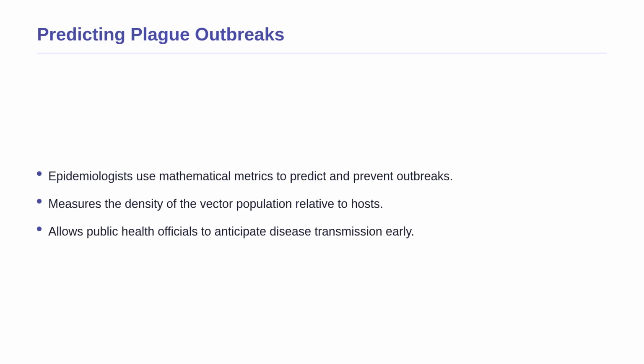By measuring the density of the vector population, which are our fleas, relative to the host population, which are the rats, we can anticipate disease transmission before it actually happens. This transition from biology to mathematics is crucial for public health officials to deploy resources effectively and save lives.